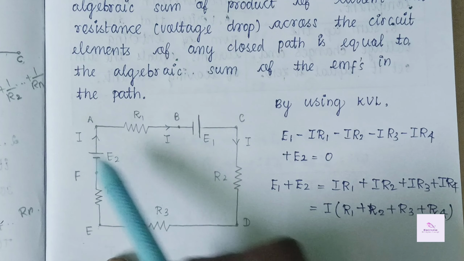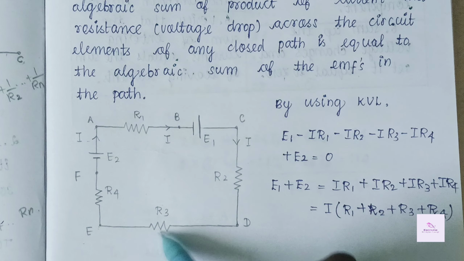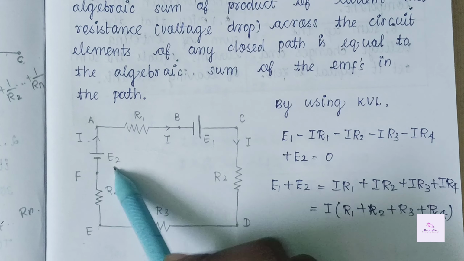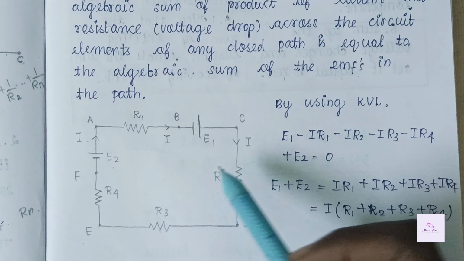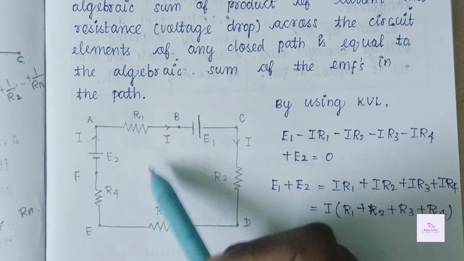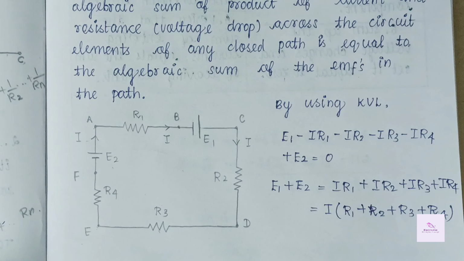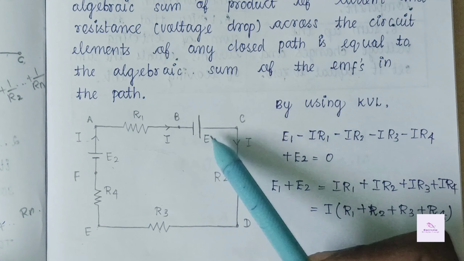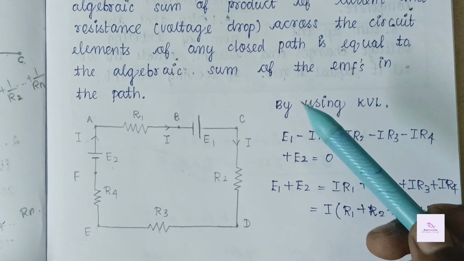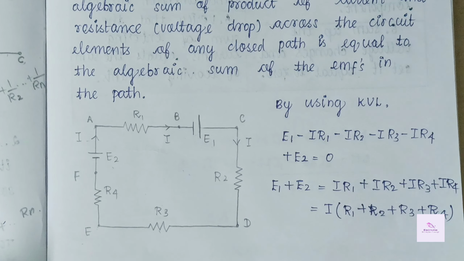In this circuit, the currents are represented as I, and the resistances are R1, R2, R3 and R4, where the voltage supplies are represented as E1 and E2, where the voltage drop across each resistance of this closed path is equal to the sum of the EMFs in the path. In other words, it states that in a closed circuit, the sum of the potential rises is equal to the sum of the potential drops.